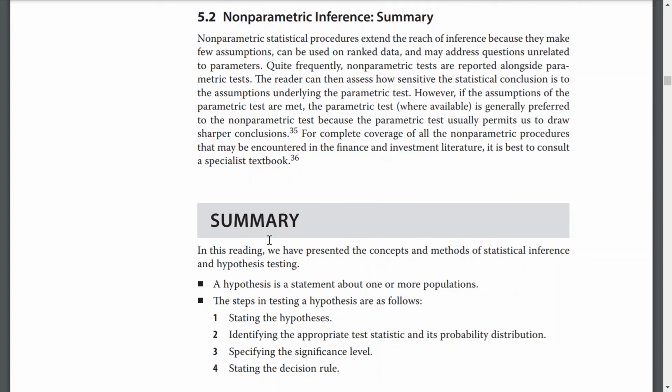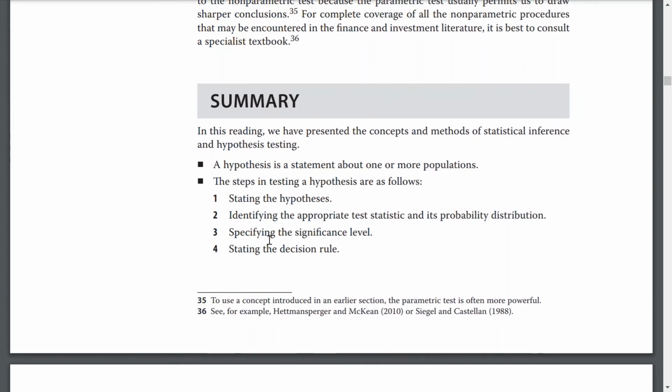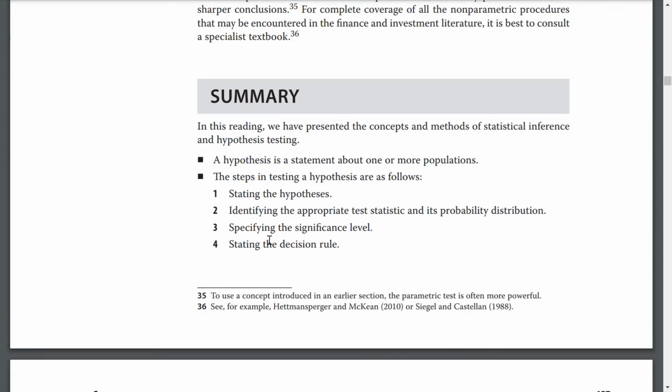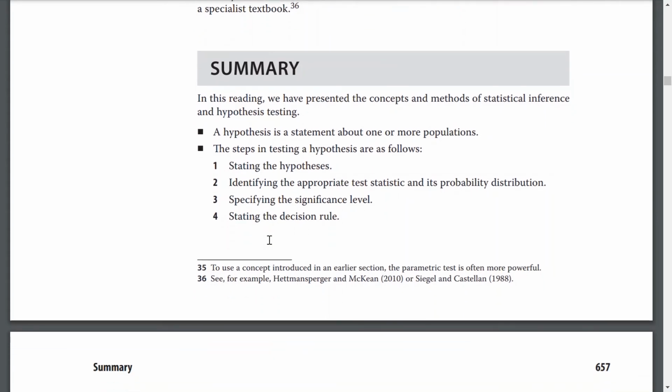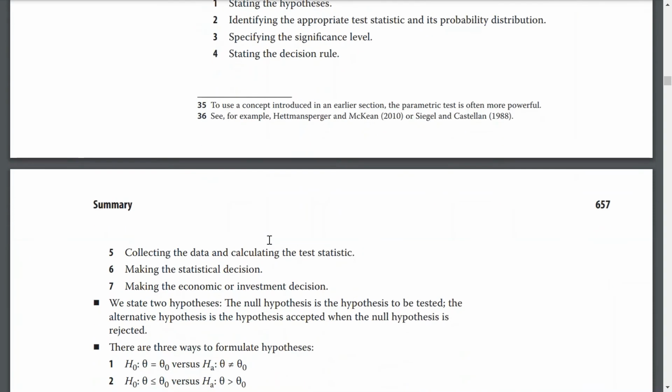Summary. In this reading, we have presented the concepts and methods of statistical inference and hypothesis testing. A hypothesis is a statement about one or more populations. The steps in testing a hypothesis are as follows. 1. State the hypothesis. 2. Identify the appropriate test statistic and its probability distribution. 3. Specify the significance level. 4. State the decision rule. 5. Collect the data and calculate the test statistic. 6. Make the statistical decision. 7. Make the economic or investment decision.